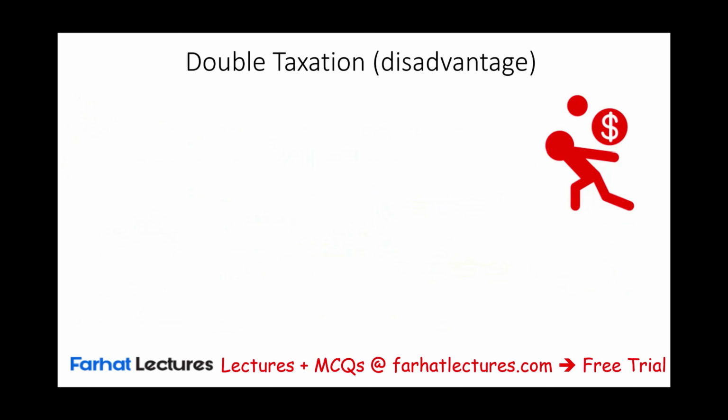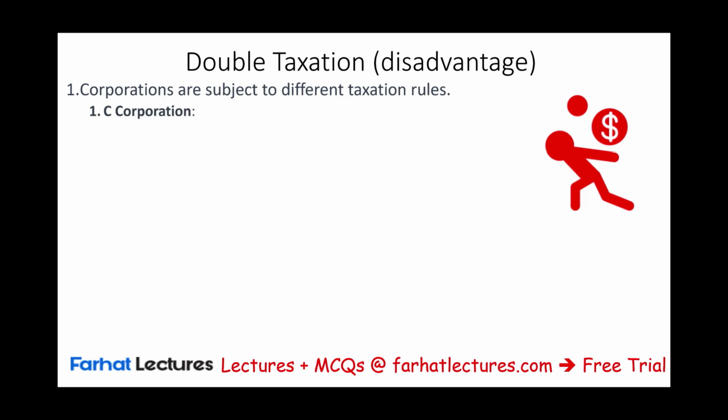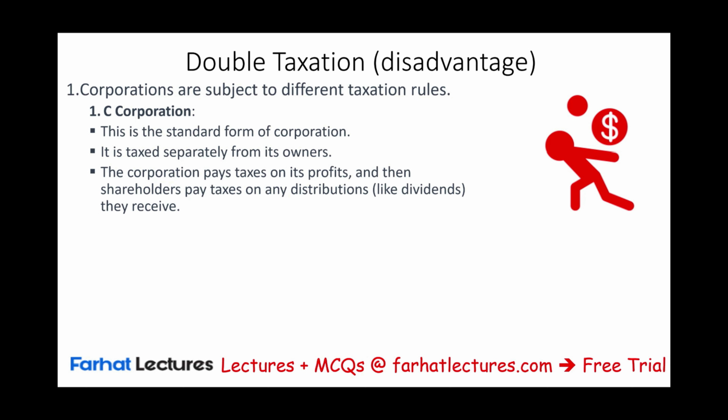One of the main disadvantages of incorporating is something called double taxation. That's a huge disadvantage. So corporations are subject to different taxation rules. We have C corporation specifically because when we say corporation, although we don't mention it, we always assume it's a C, C as in Charlie corporation. This is the standard form of corporation. This corporation is taxed separately from its owners. What does that mean? It means the corporation pays taxes on the profit, then the shareholder pays taxes on the distribution that they receive.